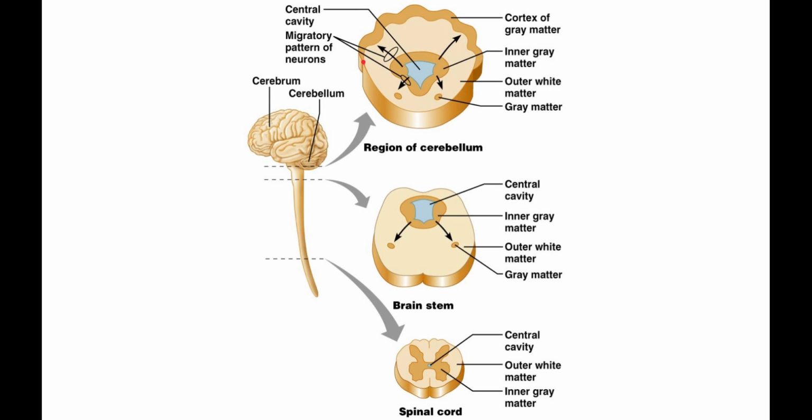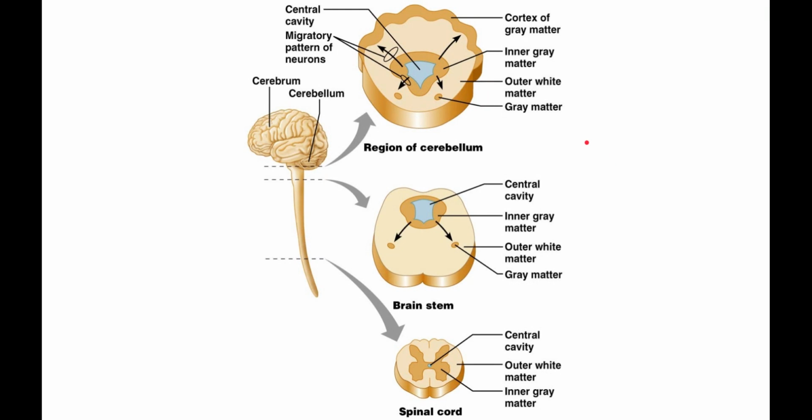Then once you get into the brain, you'll see that there's another cortex of gray matter, like a rind, I guess you could call it, if you think about cheese, of gray matter that starts surrounding that outer white matter, which is still surrounding that inner gray matter and that central cavity. All right. So that's just the general structure that you'll see consistent throughout the central nervous system.